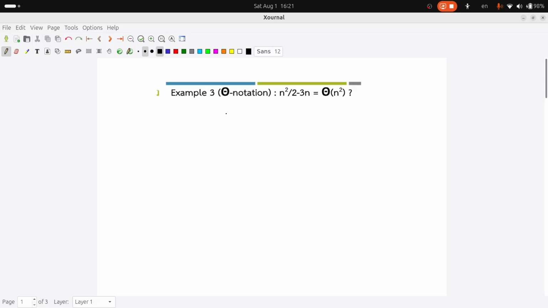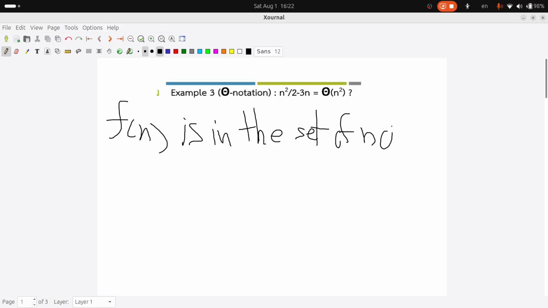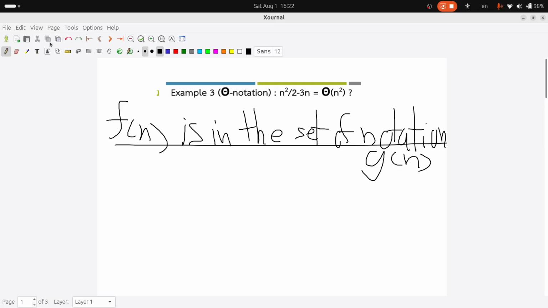Today we are going to examine and practice asymptotic notation analysis. We have a list of problems about asymptotic notation, where we have a function f(n) and we ask whether it is in the space of the notation of g(n). That's what I'm going to do today.